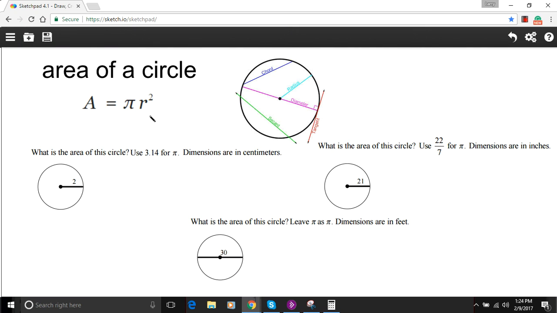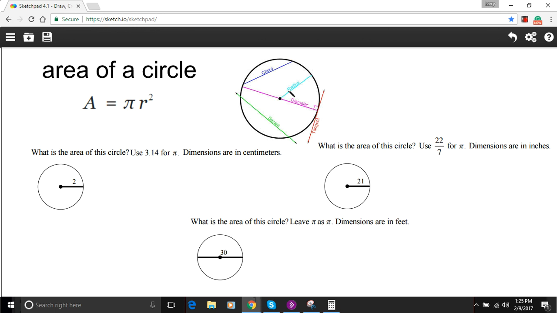In these problems, we're being asked to find the area of a circle. And there's a formula for that. It's area equals pi times the radius squared. And just as a reminder, this pink or purple line here that goes all the way across the middle of a circle, that's a diameter.